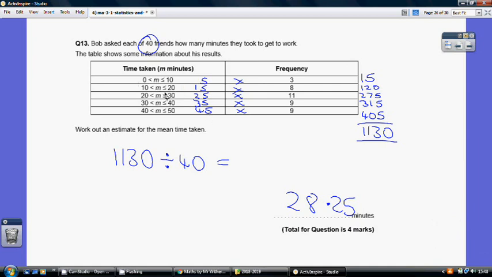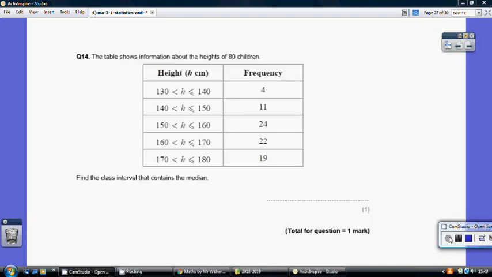So our starting point is to get a column of midpoints. So halfway between 0 and 10 is 5, halfway between 10 and 20 is 15, and so on. So from then onwards, we're going to assume that's exactly how long they took to get to work. So 3 friends took 5 minutes, 8 friends took 15 minutes, and so on. So we then cross multiply. We do 3 times 5, 8 times 15, and so on, giving us the subtotals.